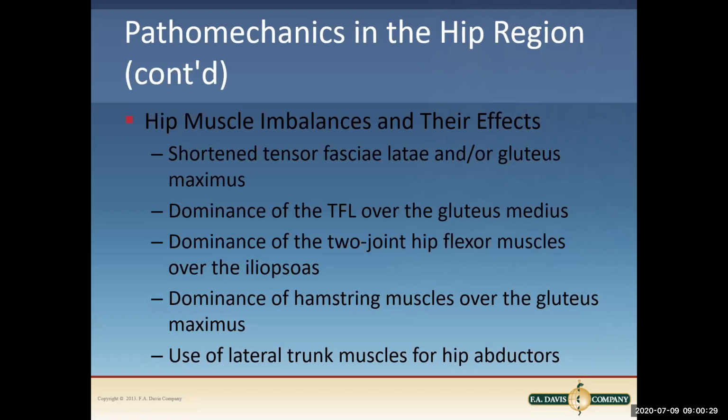Most patients show dominance of the 2-joint hip flexor muscle over the iliopsoas. Most of us are dominant in rectus femoris over iliopsoas. And you'll find this really easy when you get to the hospital and see patients that have had total knee replacements, and you ask them to do a straight leg raise. They'll try to start lifting up, and they can't do it.